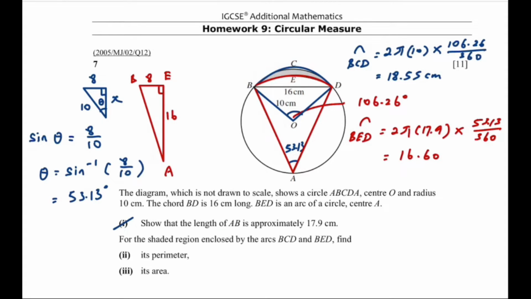So we have the length of BCD, and we have the length of BED. Now you can find the perimeter, just add them together. So the perimeter will be 18.55 plus 16.60.